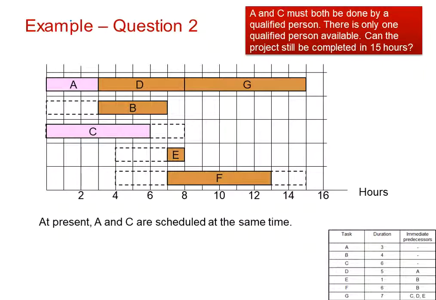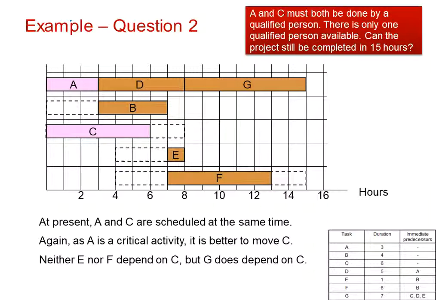Question 2. A and C must both be done by the same qualified person. There's only one qualified person. Can the project still be completed in 15 hours? So we can see A and C on the diagram. They cannot be scheduled at the same time. Again, A is critical, so it is better to move C.